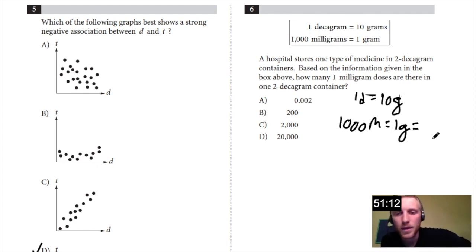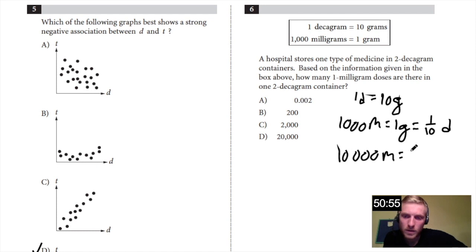1 gram is 1/10 the size of a decagram. So in other words, 1 gram is equal to 1 over 10 times D. So if I want to know how many milligrams are in 1 decagram, I can multiply everything by 10. So in other words, 10,000 milligrams is equal to 10 grams is equal to 1 decagram.